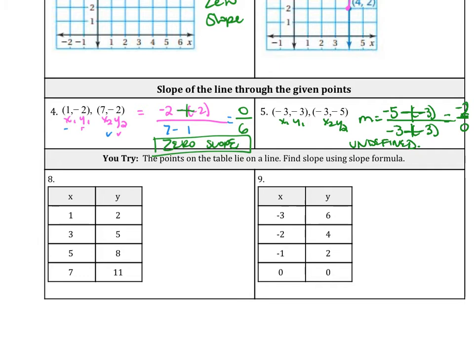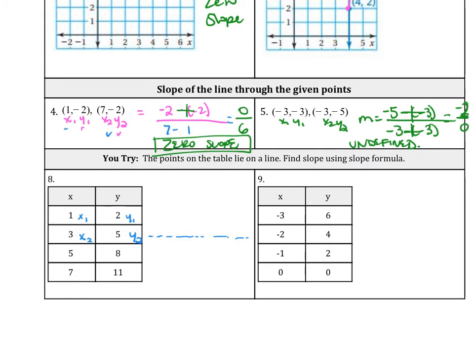Okay, number 8. We can find the slope using the slope formula. I'll show you 2 different ways to solve for this. Let's use the slope formula first. I'm just going to label this one as x1, y1. And then I'll pick this x2, y2. You really could pick any one you want. If you wanted to, you could pick this as your x1, y1, and this as your x2, y2. It's totally up to you. It's just a matter of choice.